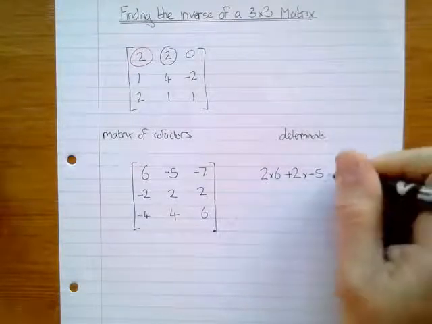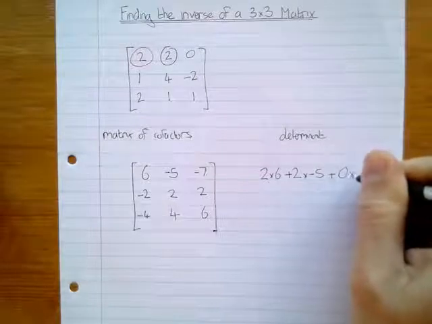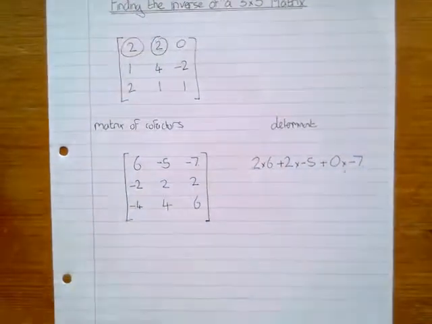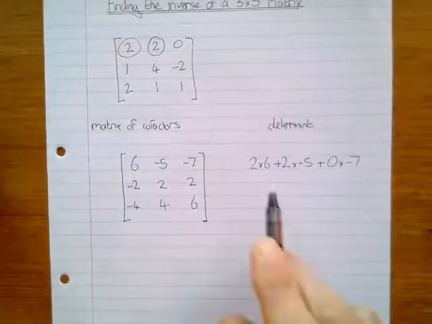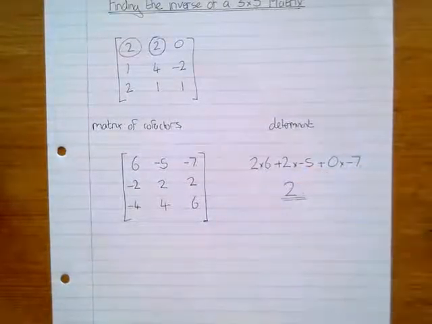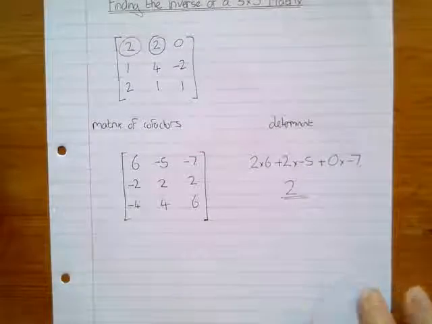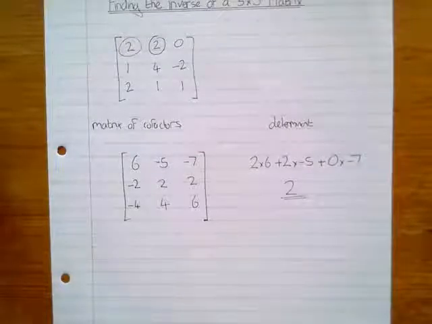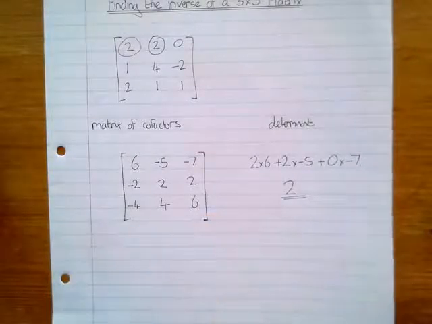For completeness, I suppose I should say plus 0 times minus 7. That one obviously doesn't make any difference. So it's 12, take away 10, which is 2. So the determinant is 2. Right, okay, so we've got the determinant, we've got the matrix of cofactors.